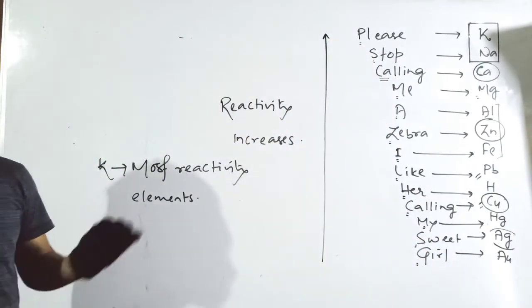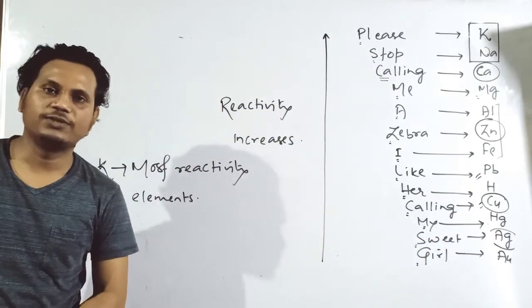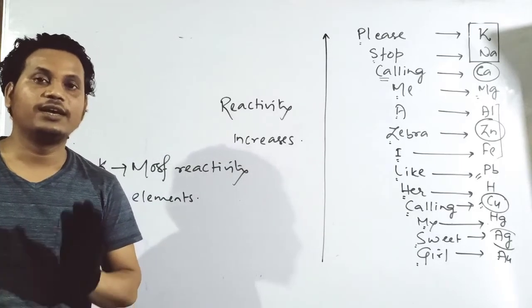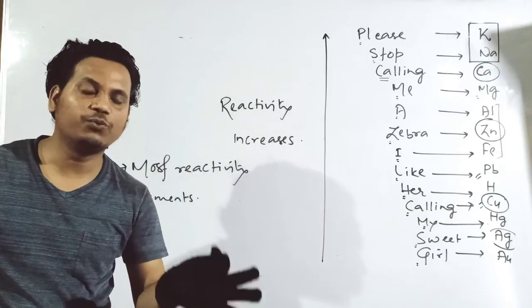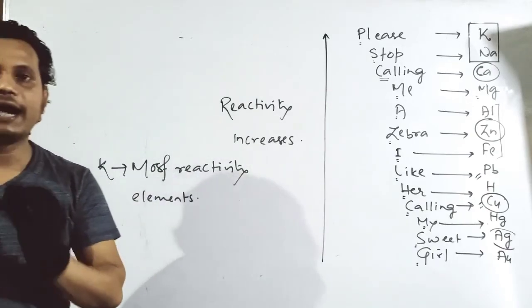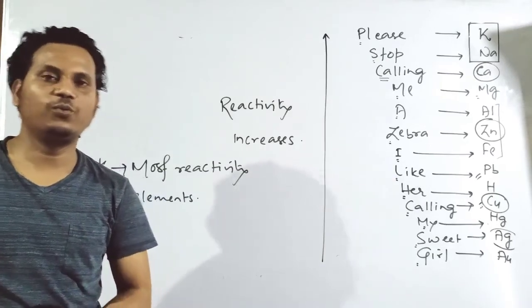So these are the chemical properties of metals. In our next video we will discuss the reaction of metal with non-metal. There we will get ionic bond or electrovalent bond.